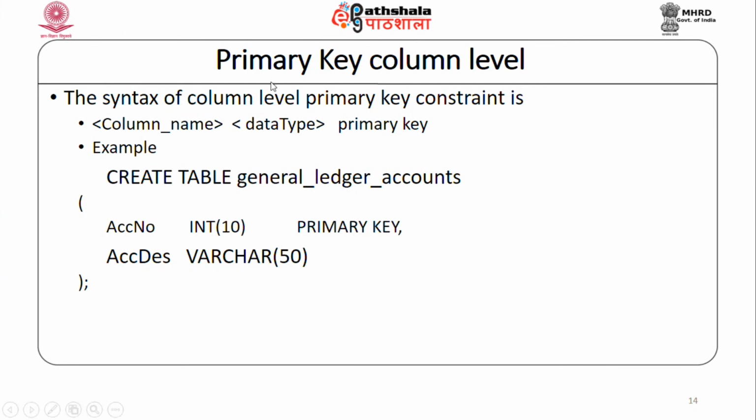Now, to define a column level primary key, the general syntax is, within the create table, after the column name you type the data type and then just type primary key. So, that column is defined as a primary key. Say for example, if I write here create table general ledger accounts, and the first attribute is account number, data type is integer, size 10, and account number will be the primary key of this table. So, here you write primary key, comma means the definition of this column is complete. Then the second column, account description, is a field of data type varchar and size 50 characters, and then the definition is complete.